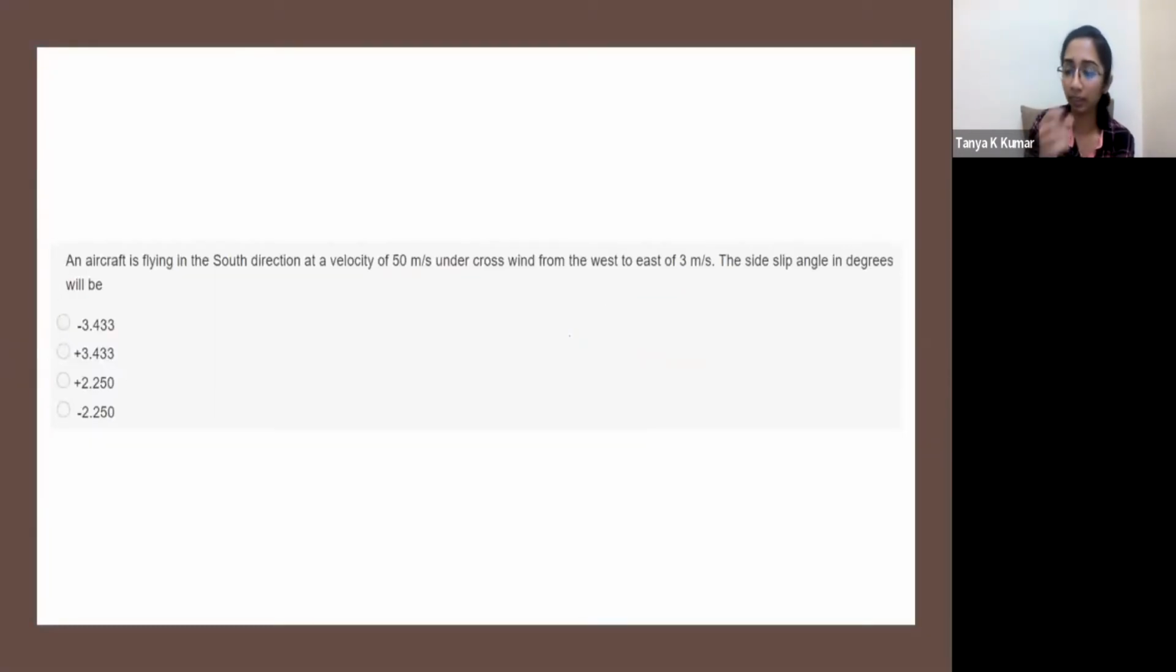Next question. This is the question that came up even on the forum. This was marked wrong, I believe. Let's just solve this nevertheless. An aircraft is flying in the south direction at a velocity of 50 meters per second under crosswind from west to east. So the oncoming wind is in this direction, the aircraft is flying in this direction, so your velocity is here. This is given as 50 meters per second, and there is a crosswind from west to east, which is 3 meters per second.